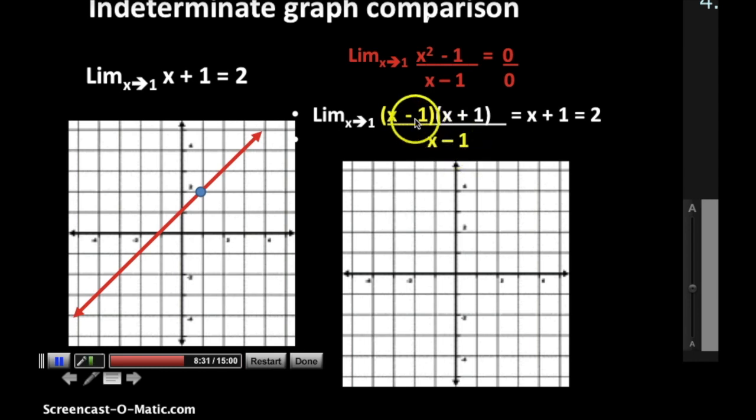This sometimes is called a curable. You can cancel this, and you get x plus 1. And now you come back. You took a little detour after the determination was indeterminate. You reduced it. Now you get back on track and you plug in the 1 again and you get 2. So this is the same straight line the other one was.